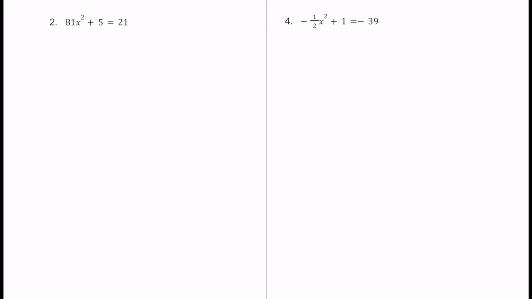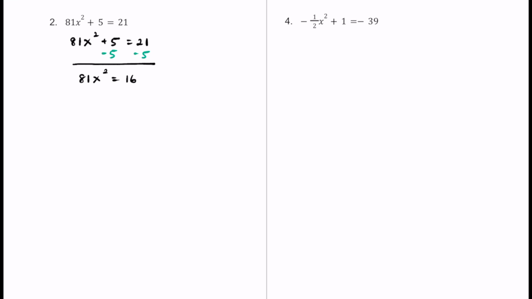All right, for number 2, we have 81x squared plus 5, and this is equal to 21. And so again, just like in number 1, what we want to do is isolate whatever's being squared, so that's x squared. First, we're going to start by using the subtraction property of equality and subtract 5 from both sides. If we do that, we're going to be left with 81x squared is equal to 16.